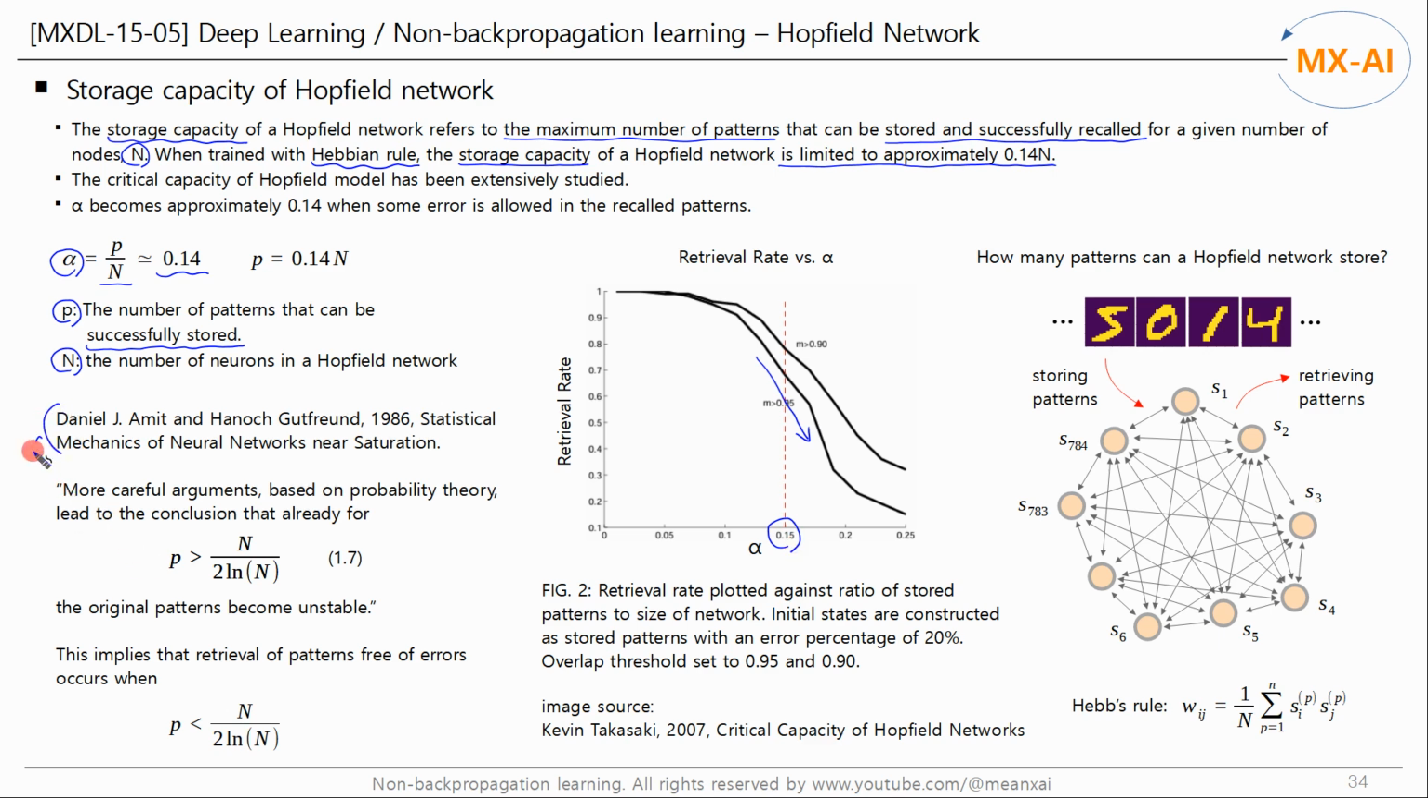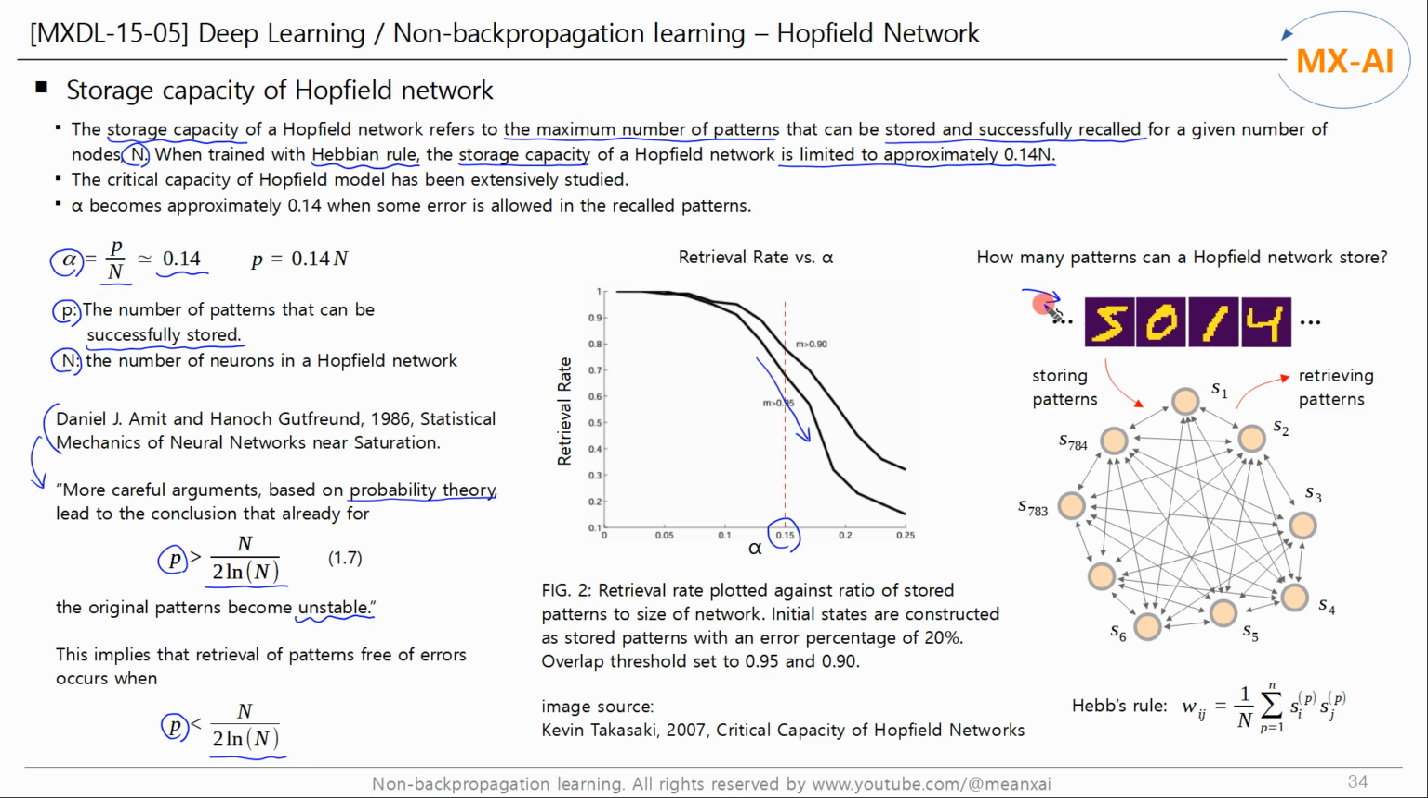Additionally, this paper states the following about the storage capacity. More careful arguments, based on probability theory, lead to the conclusion that already for p larger than this value, the original patterns become unstable. This implies that retrieval of patterns free of errors occurs when p is less than this value.